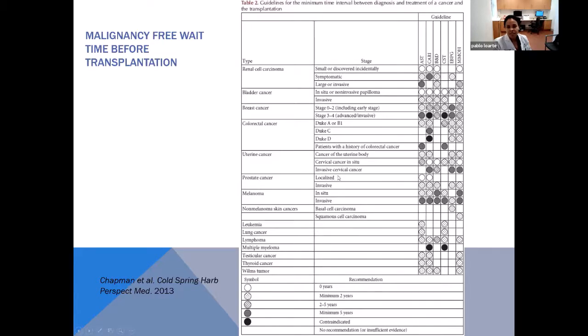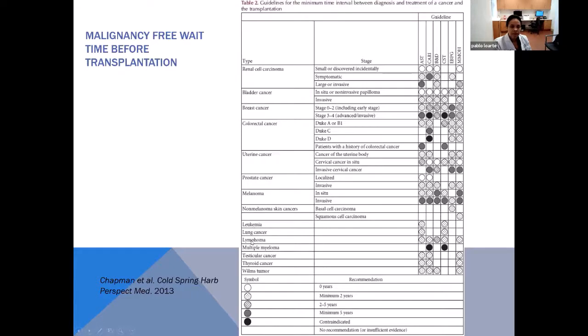For prostate cancer, if it is very localized, early stage, you may not need to have any wait time. But if it is more invasive, they have to wait at least 2 years. For melanoma, they have to wait 2 years if it is in situ. If it is invasive, they have to wait 5 years. But for melanoma, there's always a wait time, 2 to 5 years. For non-melanoma skin cancer, if it is very small and localized, there may be no wait time. But if it is more invasive, they may have to wait 2 years. But melanoma has a longer wait time.